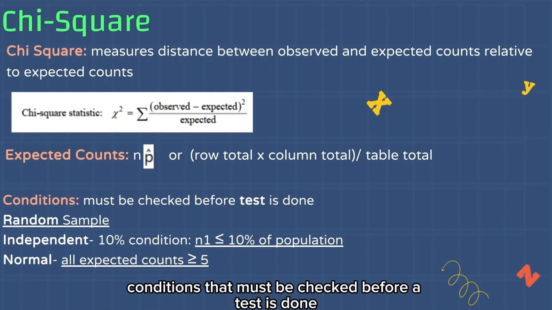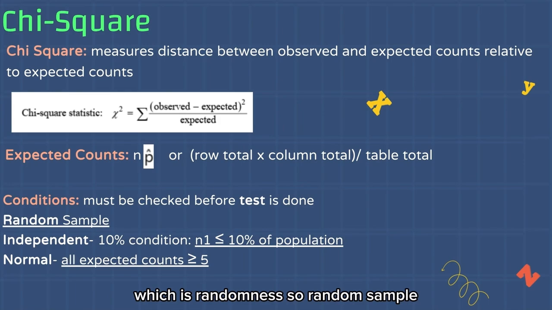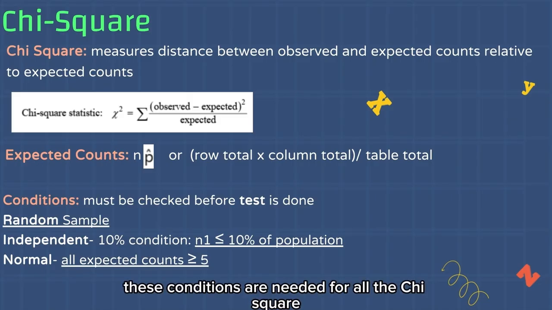Conditions that must be checked before a test is done are randomness, so a random sample or random assignment, independence, which is a 10% condition, and normal, that all expected counts are greater than or equal to 5. These conditions are needed for all the chi-squared tests.